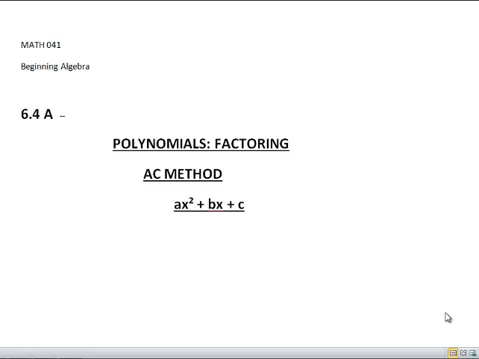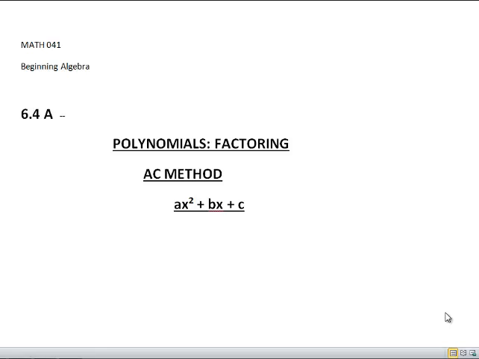So this section is going to talk about a method that might be easier to use. I introduced the 6.3 trial and error method because I know it's going to be important, especially for smaller ones. Trial and error will be easier for polynomials where a, b, and c are relatively small.